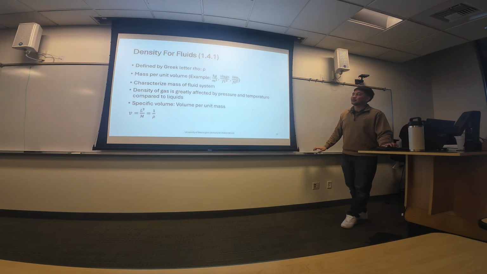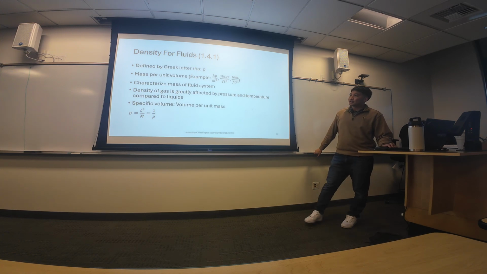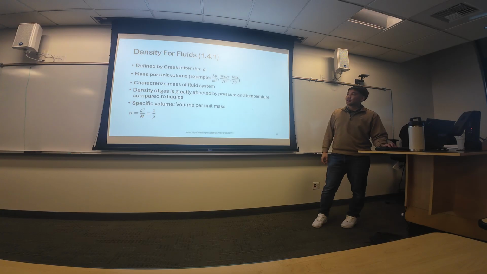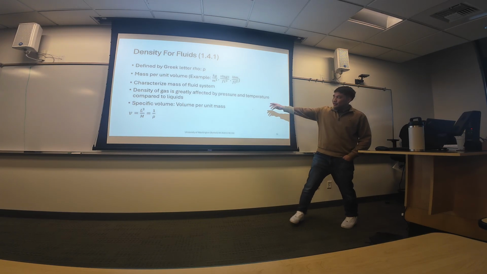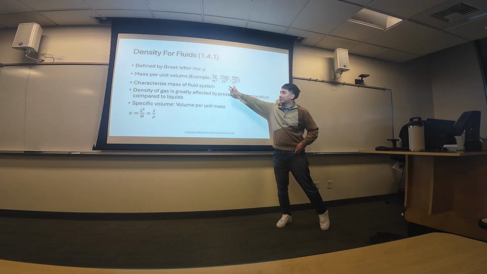Okay, pretty basic stuff here. This is density for fluids. We're going to use the Greek letter rho. The units are mass per unit volume. So mass is going to be kilograms, slugs, or pound mass. And going back to your question, that's why it's not pound force. Pound mass is specifically for the m in F equals ma. And going back, these feet are the same. That's a good question.